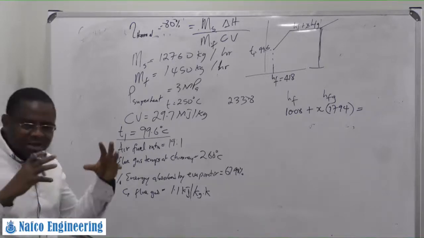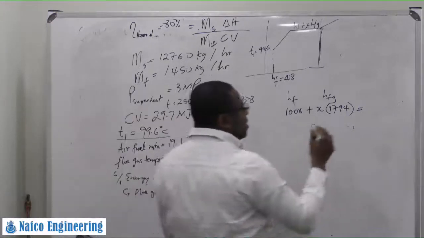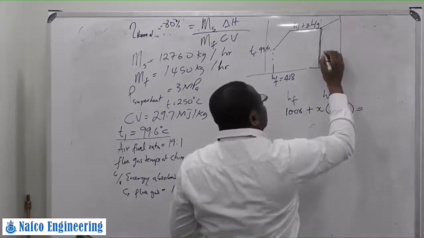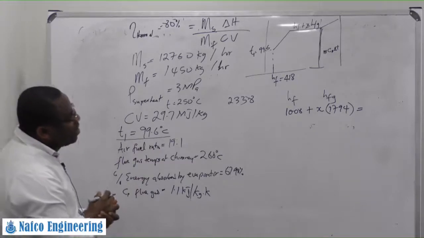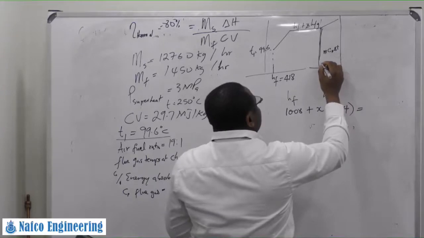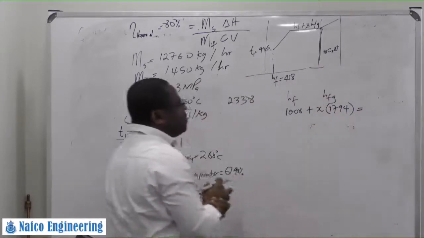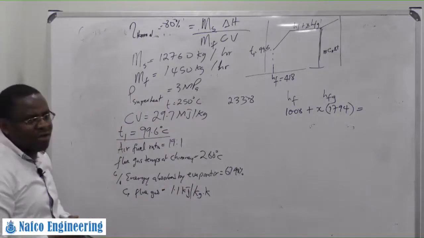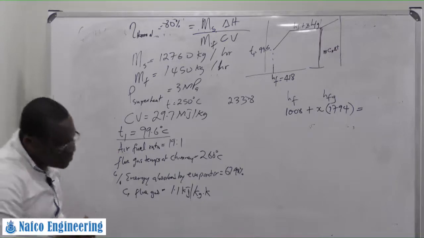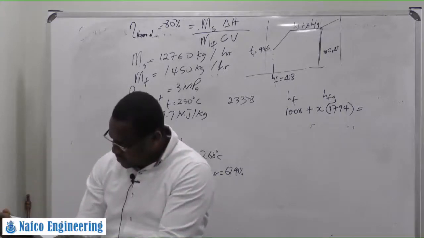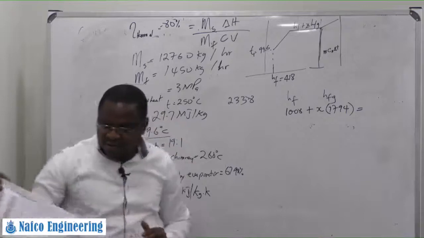Now, is there any other way you think we can do it? We can use MCP. Remember that we know CP already, isn't it? So what I'm going to do now is, if I take from here to here, can I equate it? If I get it as H superheated at 3 MPa, so let's take it as HG plus MCP.